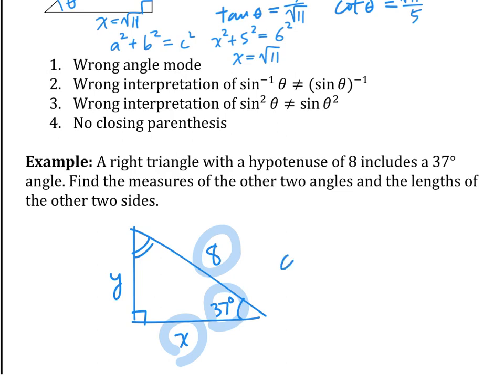Cosine. So cosine 37 is adjacent over hypotenuse. Okay, so then x is equal to 8 cosine 37. And then make sure your calculator is in degrees and not in radians.